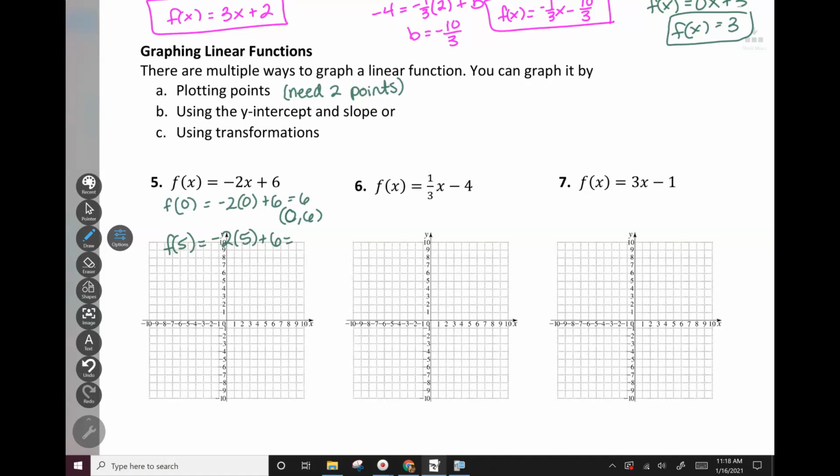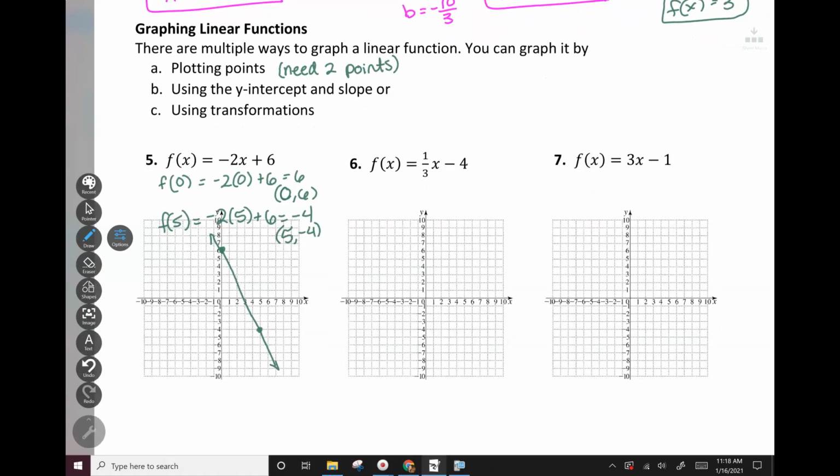So that's negative 10 plus 6, which is negative 4. So you have the point 5, negative 4 on your graph. Okay, so I'll plot 0, 6, and 5, negative 4. All right, so there we go. That's plotting the line using 2 points. Now, it is a little bit easier on these, if it's given to you in standard form like this, probably to use the y-intercept and the slope.